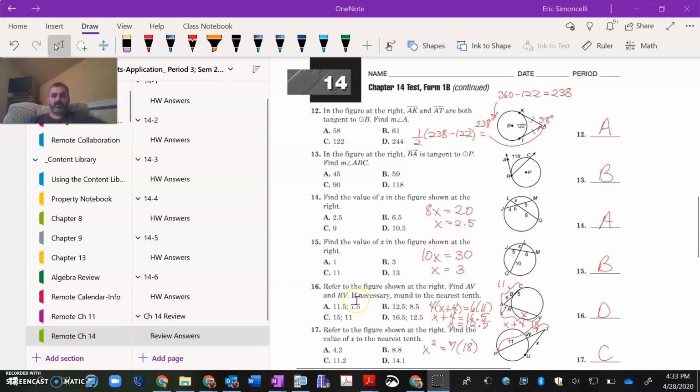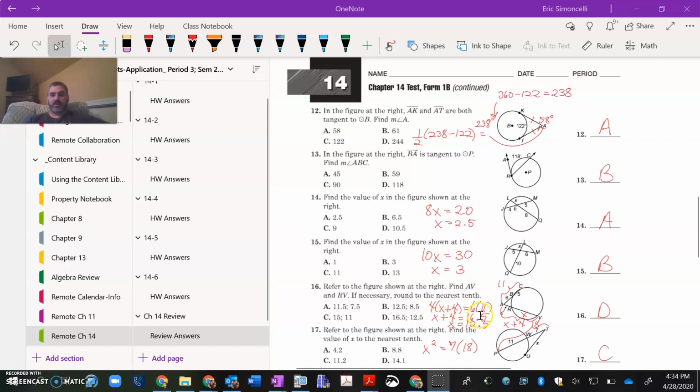Number 16, refer to the figure shown at the right. Find AV and RV, if necessary, round to the nearest tenth. This is a secant situation in which you have an external secant segment here of 6 and here of 4. The full secant here, AC, is 11, and the full secant here, AV, is x plus 4. So the theorem applies as follows. The external secant segment of 4 times the secant x plus 4 is equal to the other external secant segment of 6 times 11.